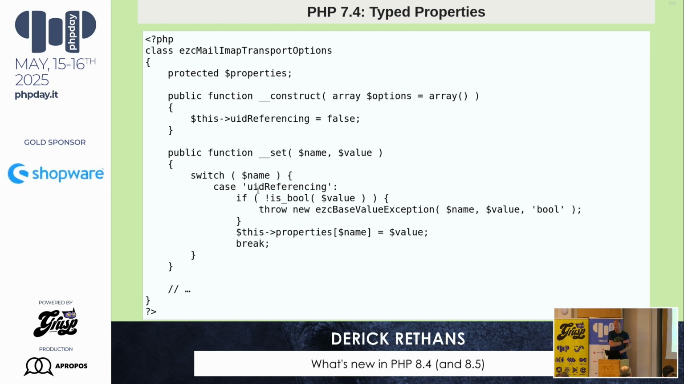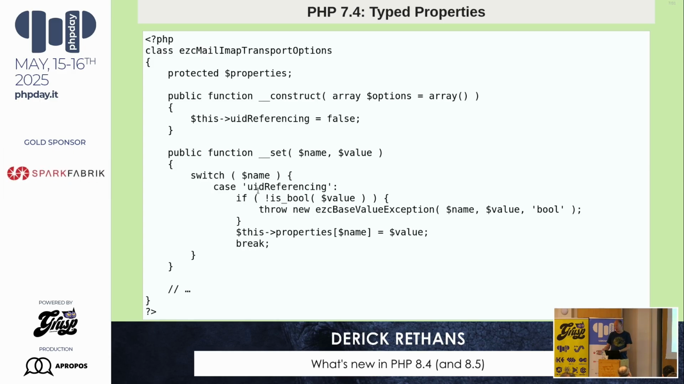The implementation that we did so long ago is we had a specific property called properties that would store these actual properties as array elements. Because this is protected or in some cases private, you couldn't directly read and write to it. The way we would do typing for a property setting, in this case UID referencing, something email related, is we would check when you write to this in the underscore set method whether the value is a Boolean. And if it's not a Boolean, we throw a value exception. PHP, of course, has its own value exceptions now. And if it works, we just set it as a value.